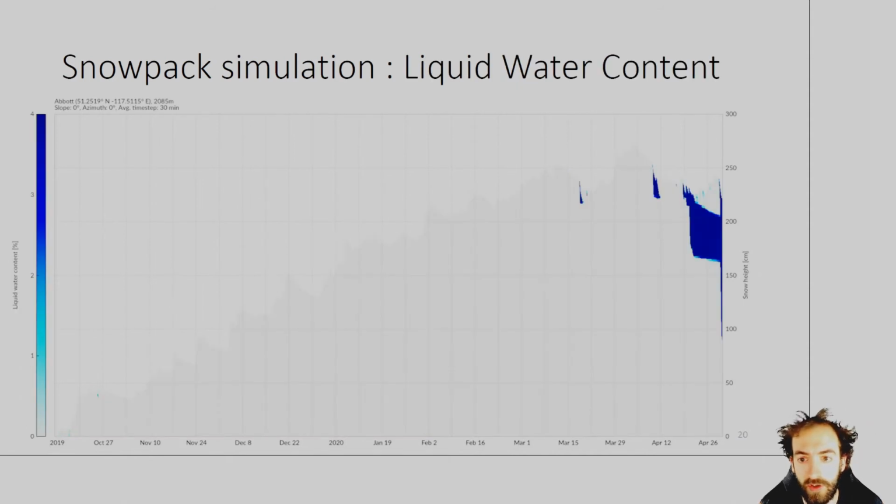This is the liquid water content simulation. Liquid water is super important in remote sensing because water is a strong absorber. So it's absorbing the SAR signal very strongly. Here we can see that the first wetting appeared around the 10th of April.